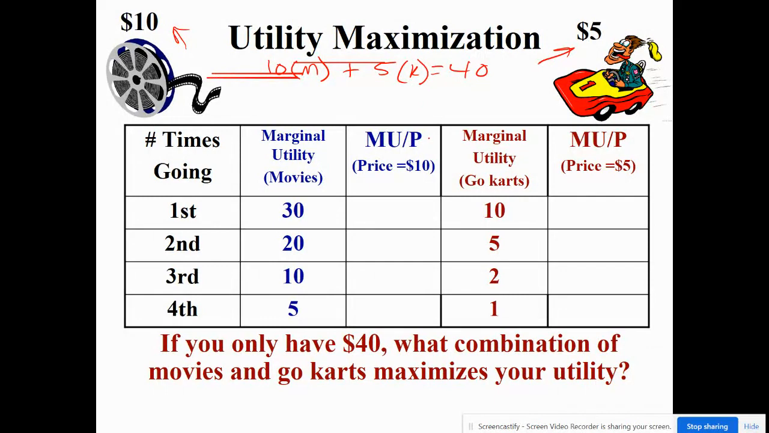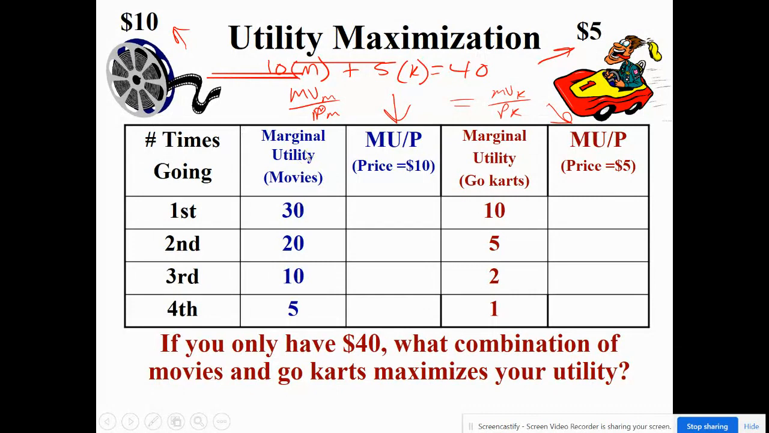So we're looking at how much satisfaction we're getting. Essentially, we're going to take the marginal utility of movies over the price of movies, and we want it to equal the marginal utility of go-karts over the price of go-karts. We want these numbers to be equal to one another, so that we can find out the best combination between the two.